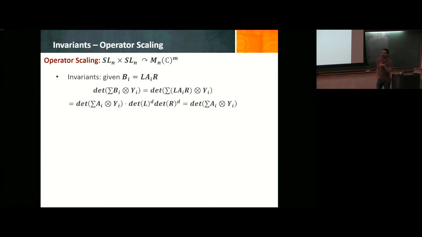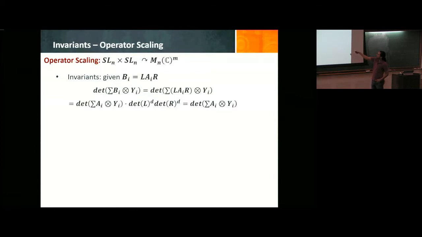Ankit showed the invariants in the last lecture, so I'm just going to show them again. My invariants are given by these polynomials: the determinant of the sum of b_i tensor y_i, where the y_i are d by d matrices. Now let's see what happens to this polynomial under scaling. If b is the scaling of a, let's see what happens to the invariant when I evaluate it at b, compared with when I evaluate it at a.